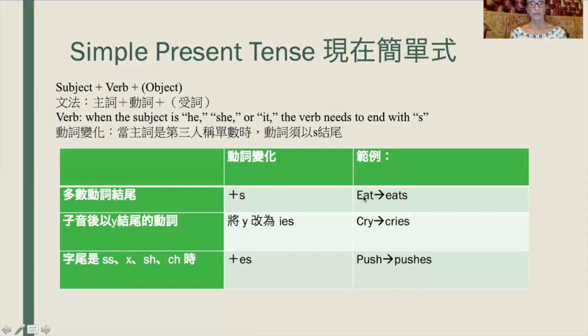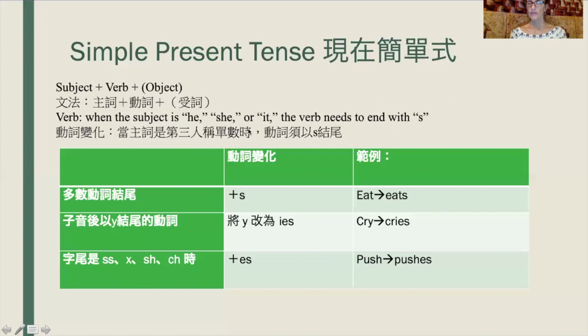Most words are like that, verbs, 动词. But if the verb ends in Y, then you add IES. You take the Y away and add IES. If the verb ends in SS, you saw this before, so this is like English, 英语规则. If it ends in SS, X, SH, or CH, in order to have that word end in S, you have to add ES. So it's not just adding S. It goes from push to pushes.